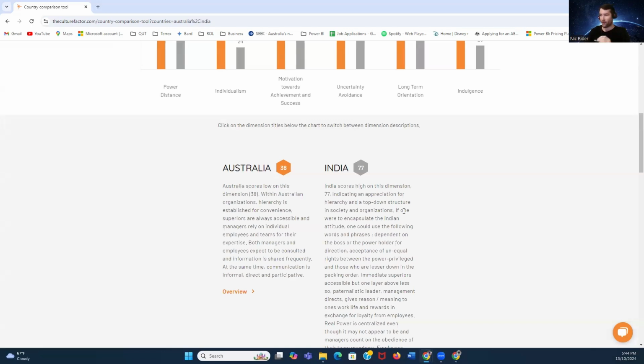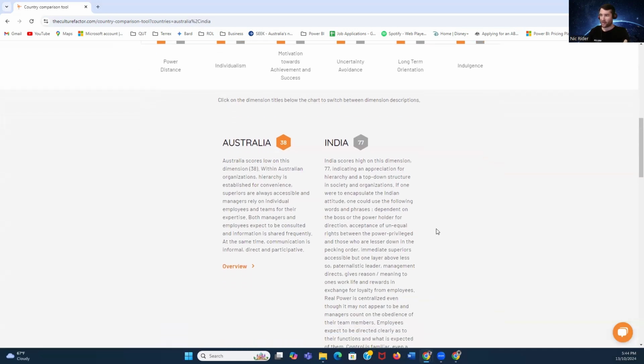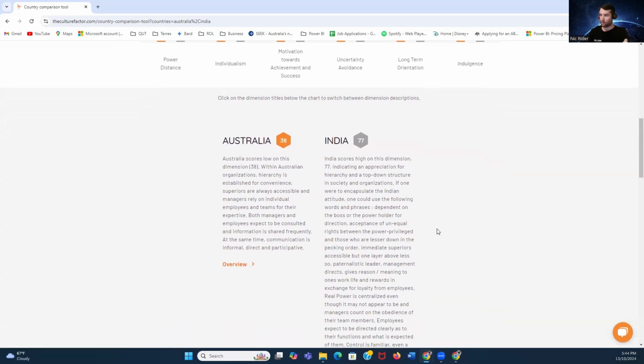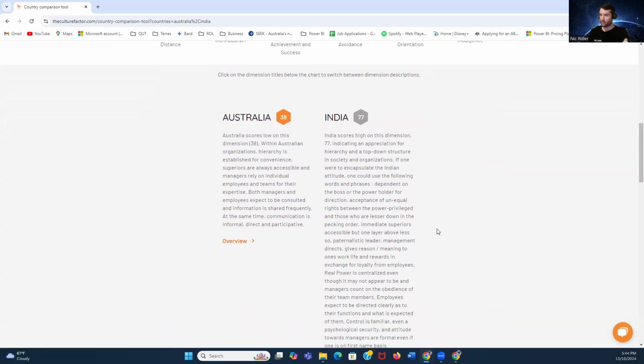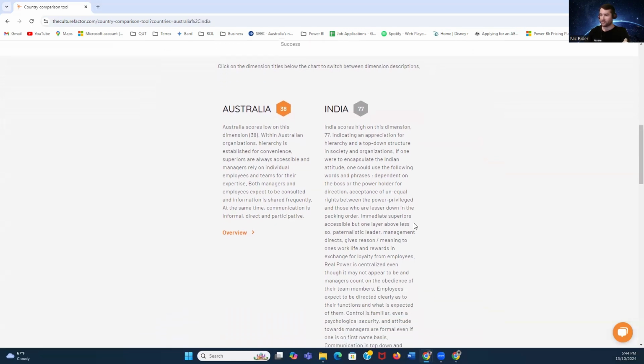If one were to encapsulate the Indian attitude, one could use the following words and phrases: dependent on the boss or the power holder for direction, acceptance of unequal rights between the power privileged and those who are lesser down in the pecking order. Immediate superiors accessible, but one layer above less so. Paternalistic leader, management directs, gives reason, meaning to one's work, life, and rewards in exchange for loyalty from employees. So very different to Australia, as we can see here.